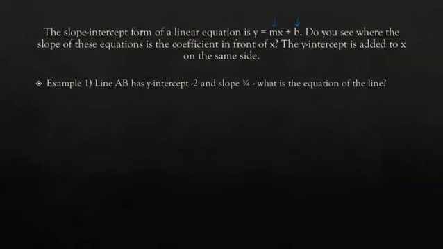So let's do some examples. Line AB has a y-intercept of negative 2 and a slope of 3/4. What is the equation of the line? Well, I'm going to start with my basic equation, which is y equals mx plus b. I'm going to remember that m is my slope, so I'm going to put in 3/4 for m. And b is my y-intercept, which in this case is negative 2. So I'm going to put that in for b. I leave my y and my x in the equation. That's needed.